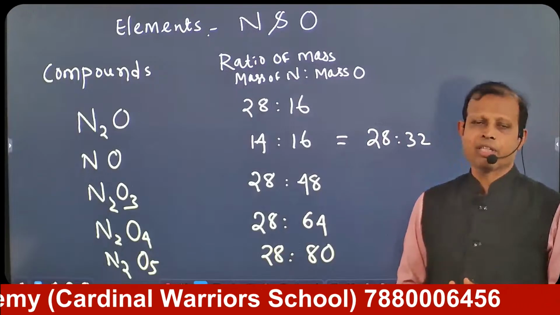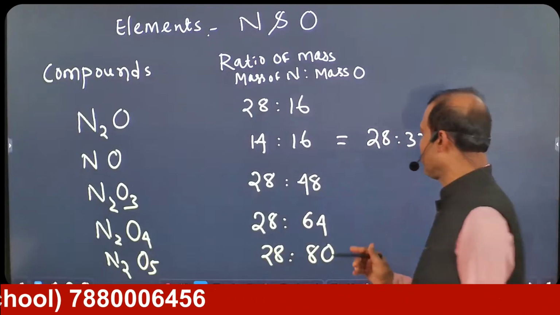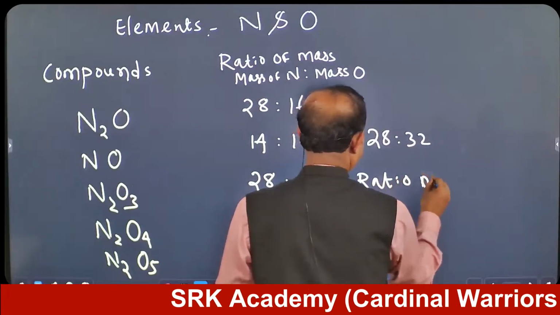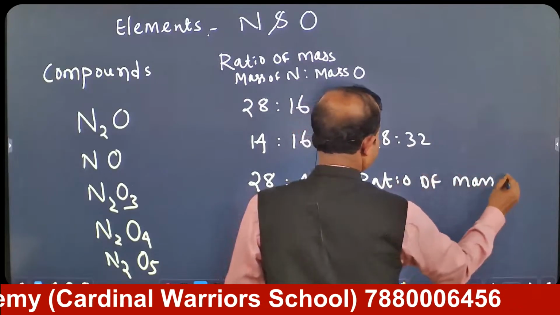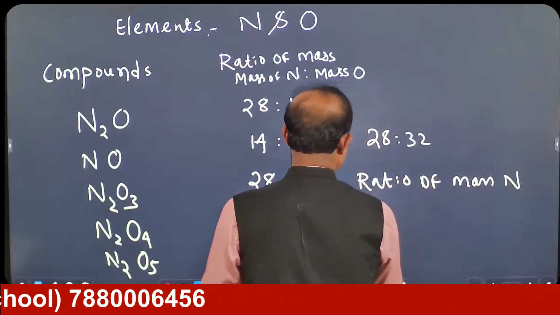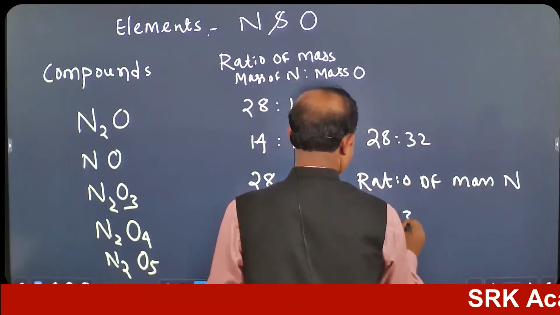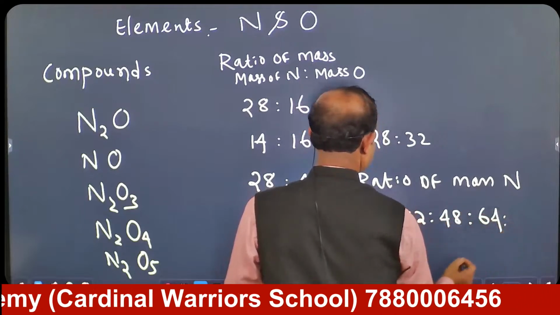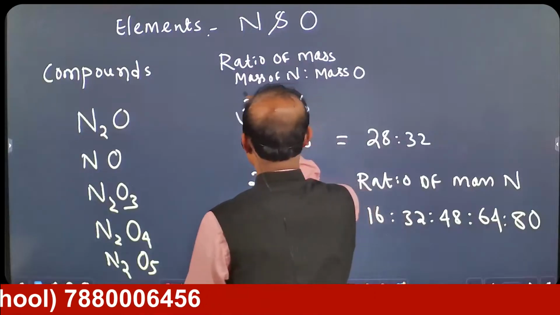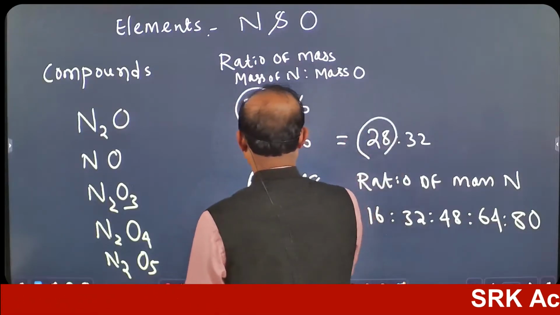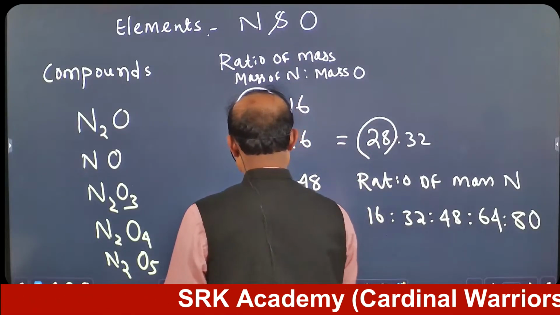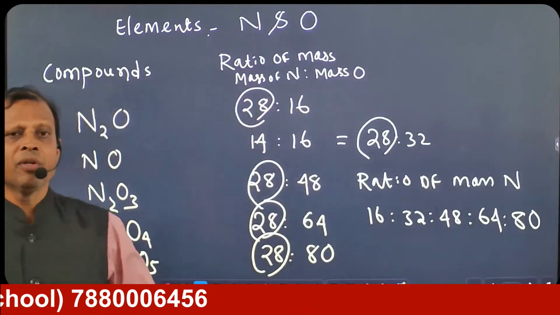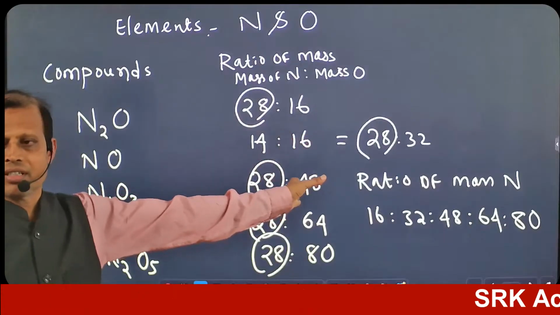So keeping the mass of nitrogen fixed, if you take the ratio of the masses of oxygen in the compounds, what is it? 16 is to 32 is to 48 is to 64 is to 80. We are keeping the mass of nitrogen fixed, that is 28 in all those compounds, right? The mass of oxygen is different. In that case, we take the ratio of masses of oxygen in all those compounds.